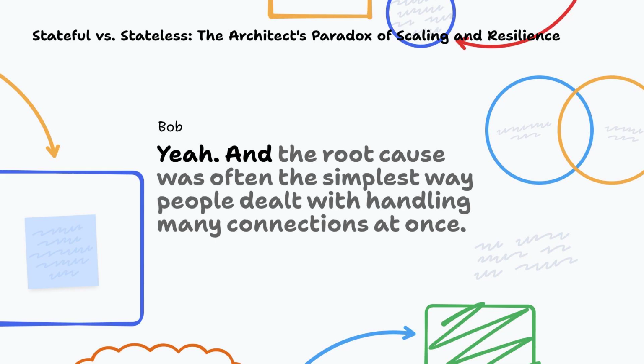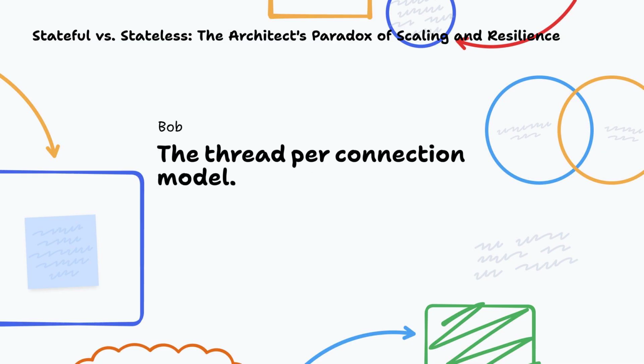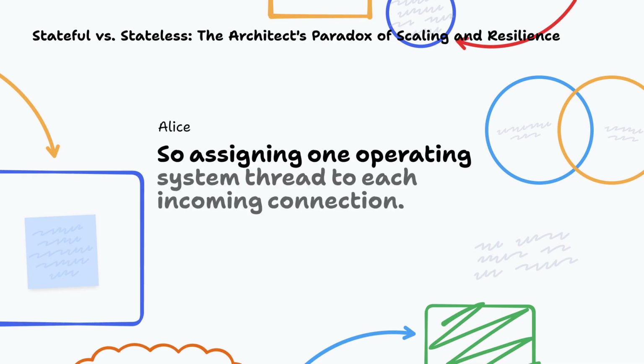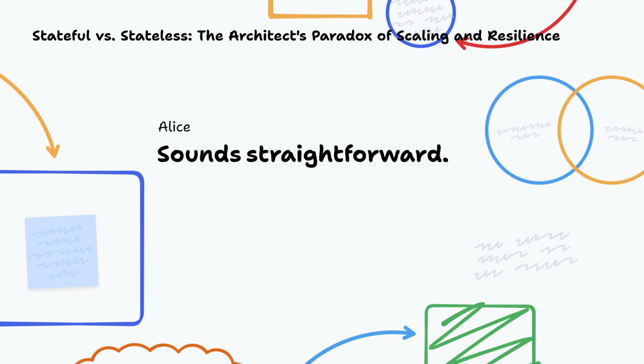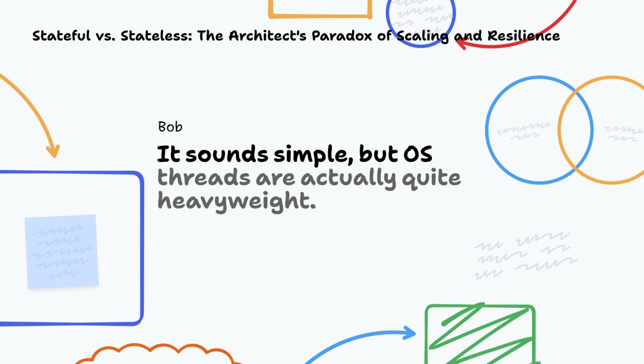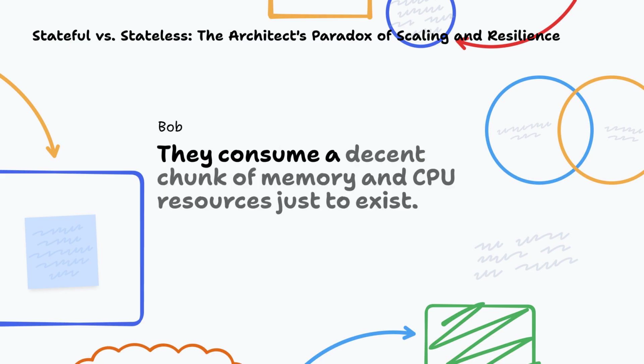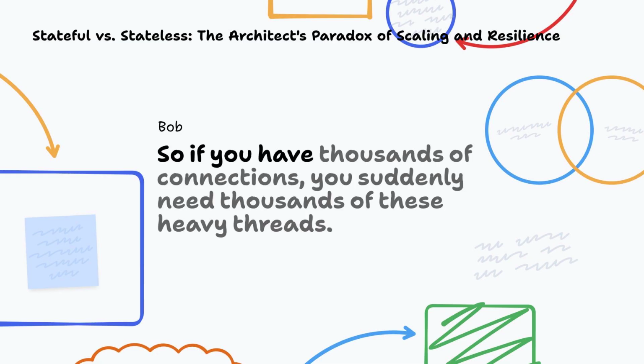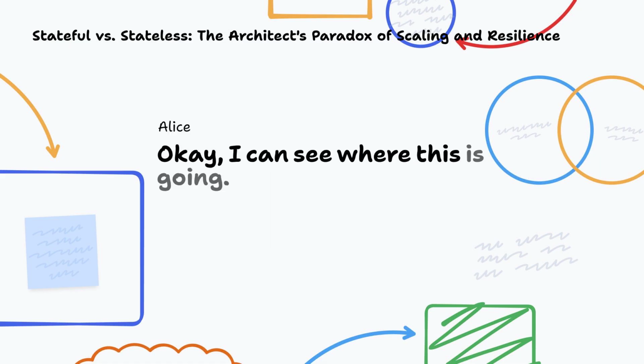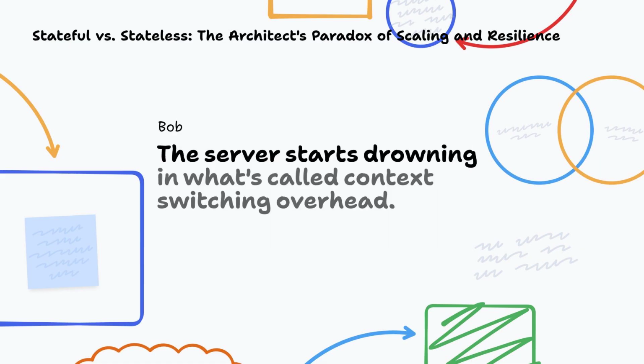Wow. C10K. 10,000. Yeah. And the root cause was often the simplest way people dealt with handling many connections at once, the thread-per-connection model. So assigning one operating system thread to each incoming connection. Why is that so bad? Sounds straightforward. It sounds simple, but OS threads are actually quite heavyweight. They consume a decent chunk of memory and CPU resources just to exist. So if you have thousands of connections, you suddenly need thousands of these heavy threads. Okay, I can see where this is going. The server starts drowning in what's called context switching overhead.